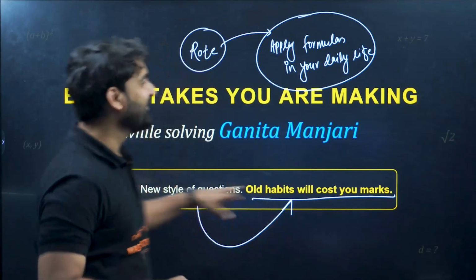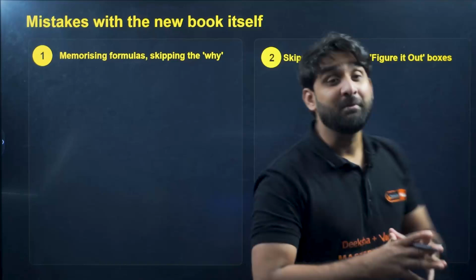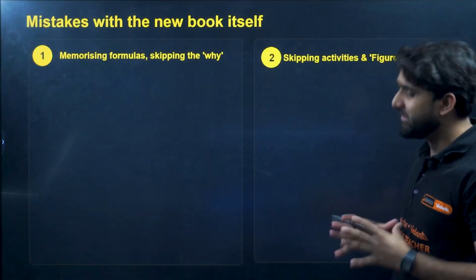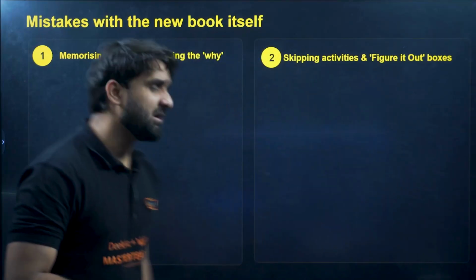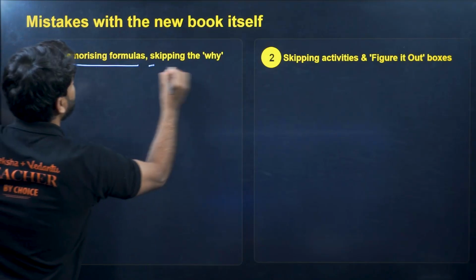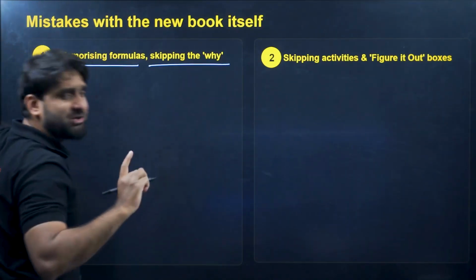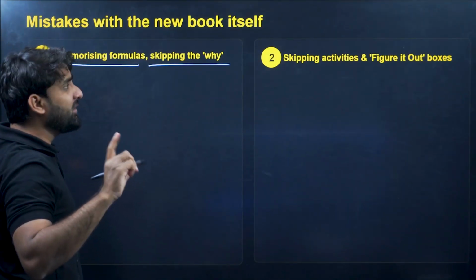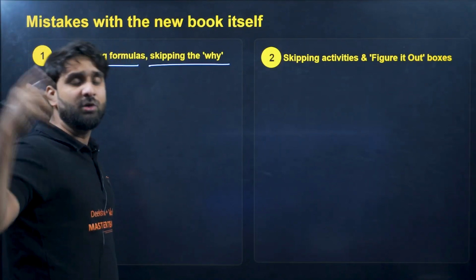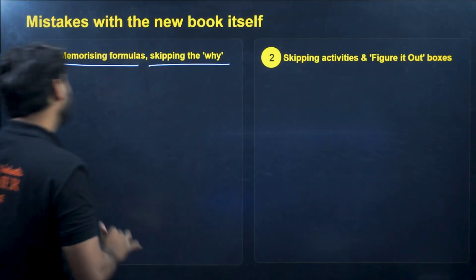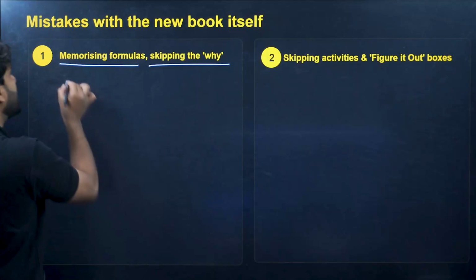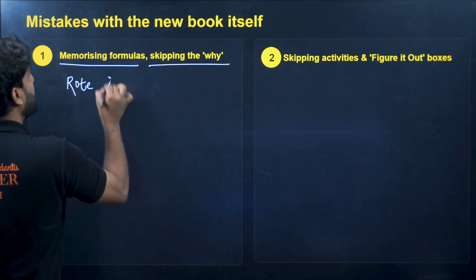New version, right? Okay. So let's talk about the first point, mistakes with the new book itself. The mistake most students are making in class 9th is memorizing formulas and skipping the why. Now, my dear champion, why has CBSE released this new textbook and new curriculum structure? Because CBSE is stopping that previous culture, the old tradition you were following, rote learning.